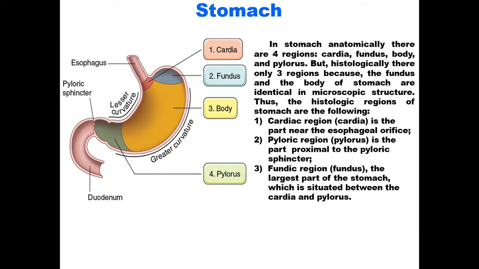In the stomach, anatomically there are four regions called cardia, fundus, body, and pylorus. But histologically there are only three regions, because the fundus and the body of the stomach are identical in microscopic structure. Thus, the histologic regions of the stomach are the following: cardiac region, which is the part near the esophageal orifice; pyloric region, which is the part proximal to the pyloric sphincter; and fundic region, which is the largest part of the stomach situated between the cardia and pylorus.